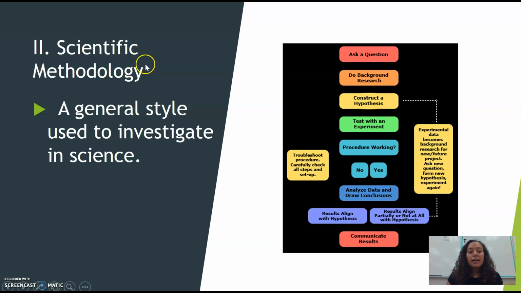Okay, so scientific methodology, or the scientific method, is a general style used to investigate in science. So you ask your question, you do research, you create a hypothesis, you test with an experiment. Is the procedure working? Yes or no? If it's not working, maybe go back. Okay, if it is working, analyze your data, draw your conclusions. Were you right or were you not correct?